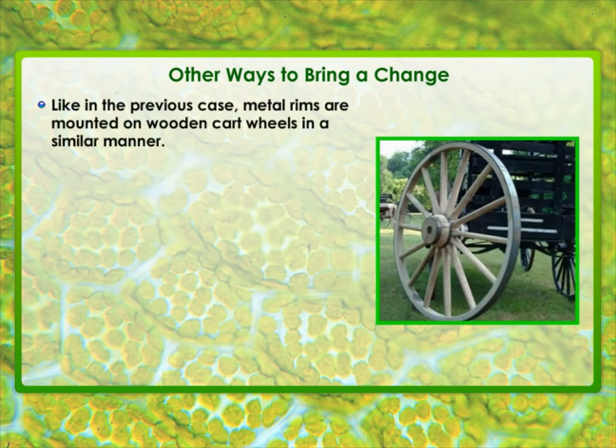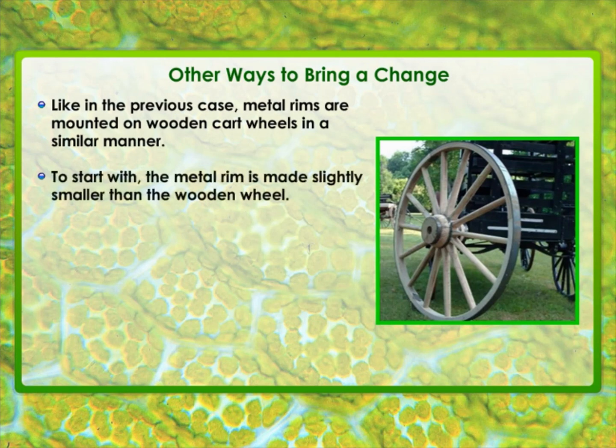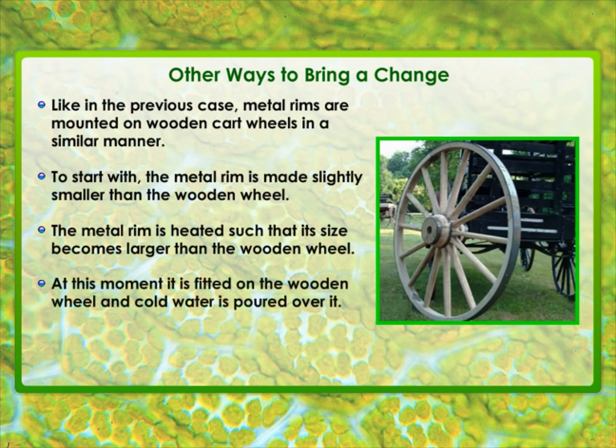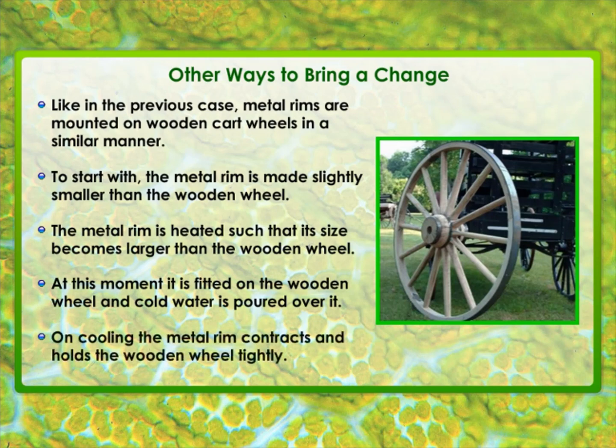Like in the previous case, metal rims are mounted on wooden cartwheels in a similar manner. To start with, the metal rim is made slightly smaller than the wooden wheel. The metal rim is heated such that its size becomes larger than the wooden wheel. At this moment, it is fitted on the wooden wheel and cold water is poured over it. On cooling, the metal rim contracts and holds the wooden wheel tightly.